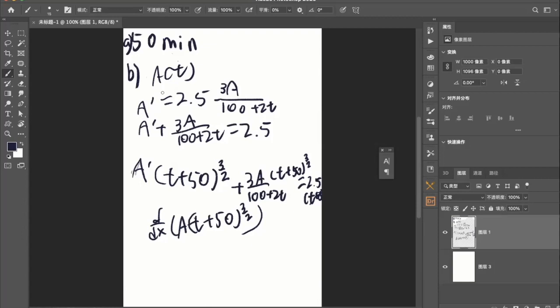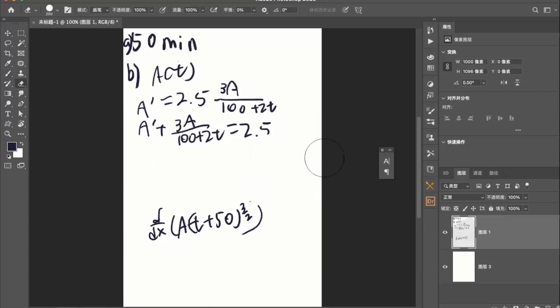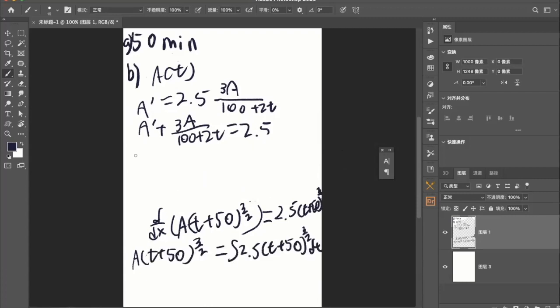And I mean, if you get the right integrating factor for a linear equation, your front will always be y times the integrating factor. And the other side we get from the last part, which is 2.5 times 15 plus t to the 1/2. And if you integrate both sides, you get... and later on it's just algebra.